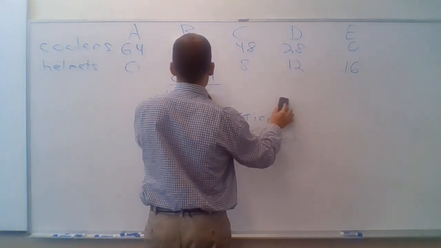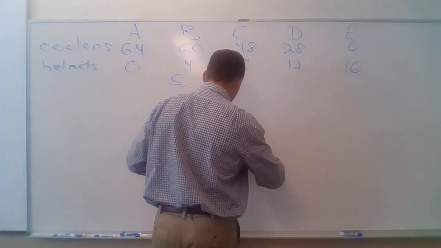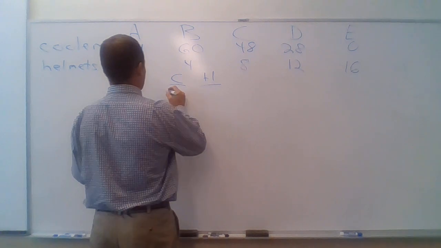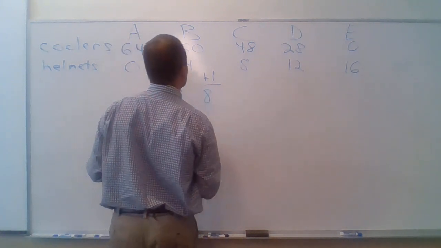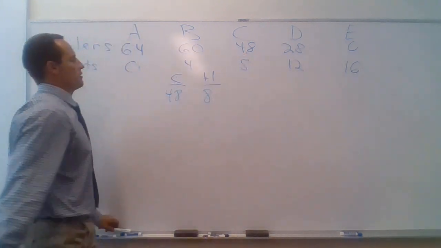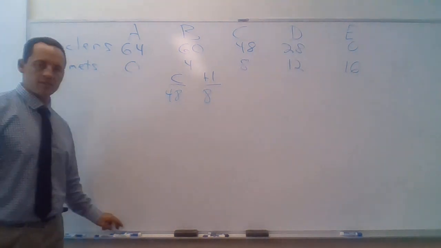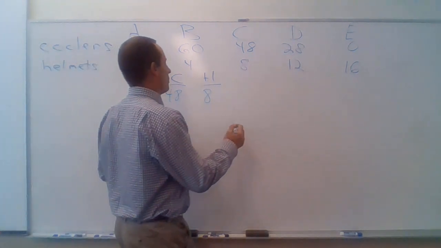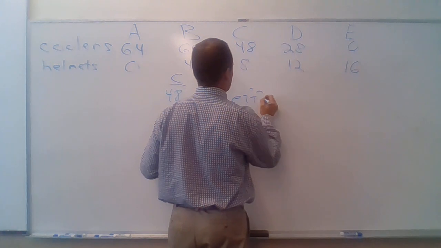How about, say, 48 and 8? Well, let's take a look. 48 and 8. Oh, there it is, listed right here at point C. So if it's listed, occupying the same point, it is efficient.